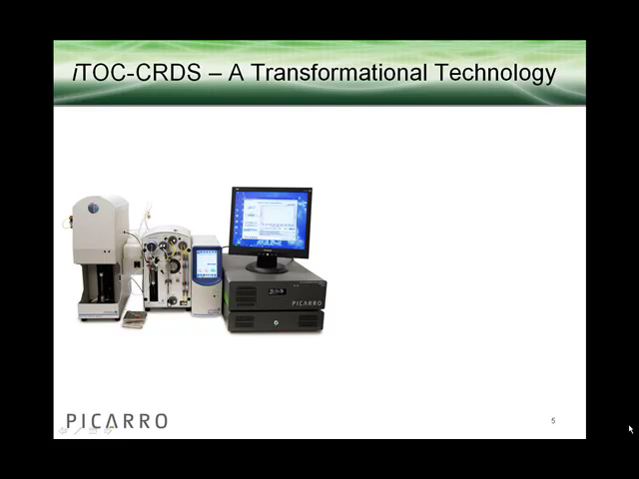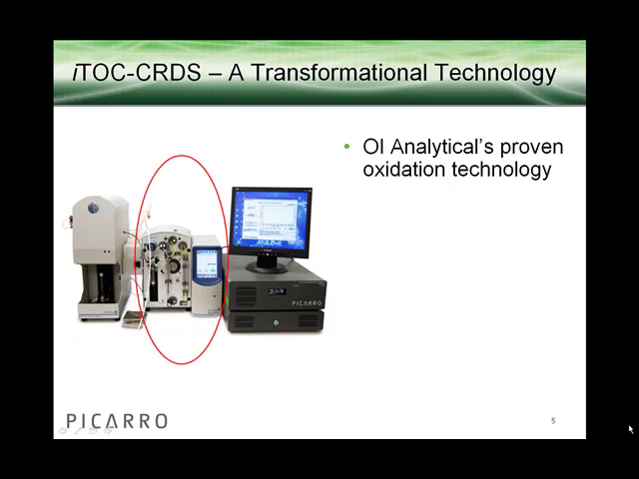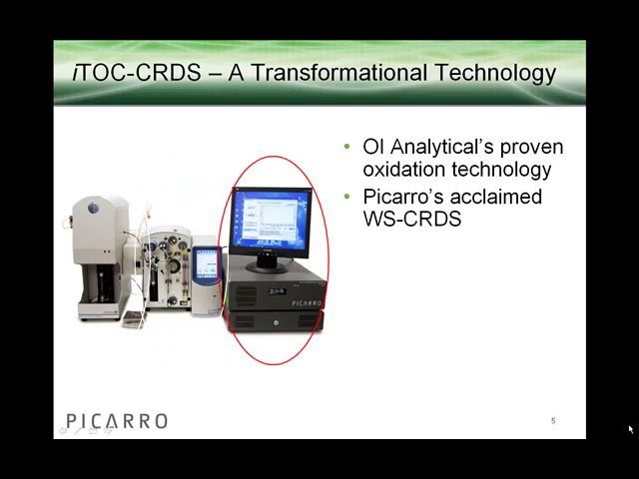In order to measure delta carbon-13 values of solids such as soils, leaves, seeds, and liquids such as fruit juices or waters, Picaro and OI Analytical joined forces to develop a transformational technology, the isoCO2 system. This instrument is unique, capable of combusting solids and liquids, or oxidizing organic carbon in water or liberating inorganic carbon in water using OI Analytical's oxidation technology, and then passing the produced CO2 into a Picaro wavelength-scanned cavity ring-down system. The delta 13C values are then measured along with a total CO2 concentration.